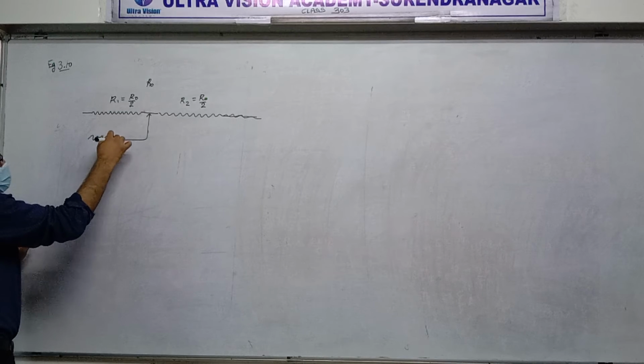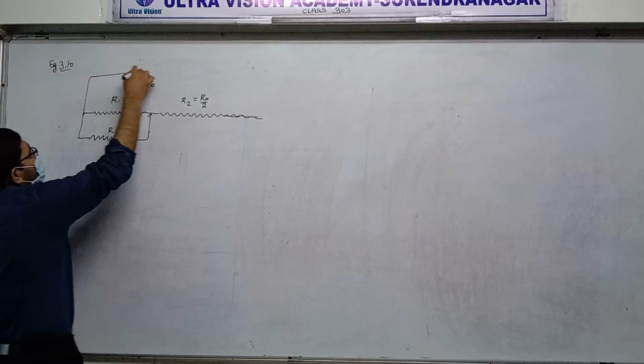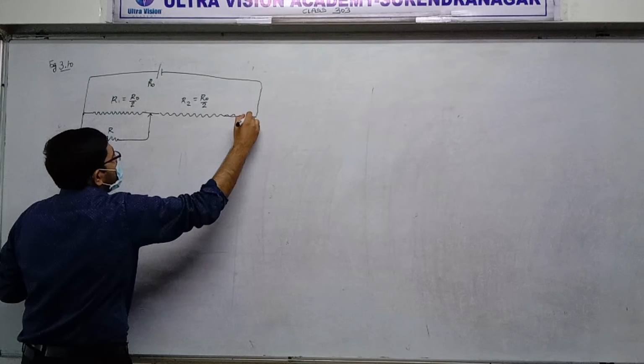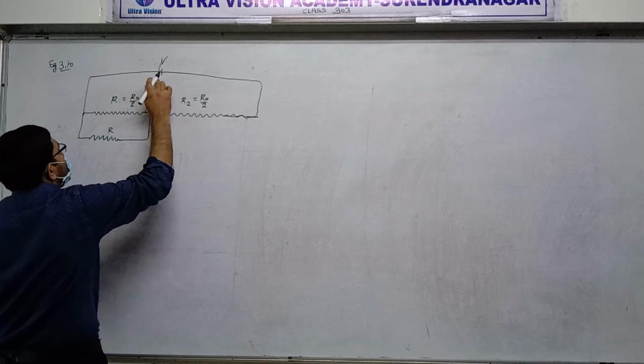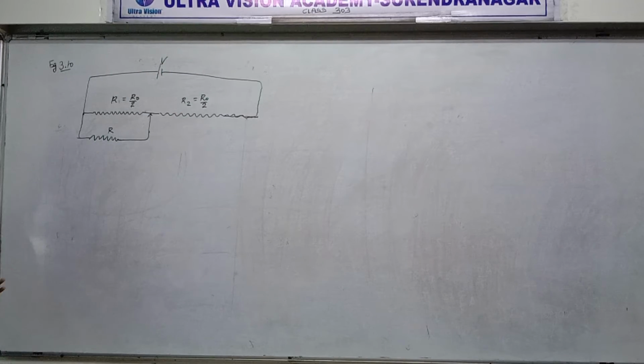Now what is connected with this jockey here? A resistance R. And then over here a V volt supply is given, up to R0. This is the circuit diagram. Circuit diagram is clear.